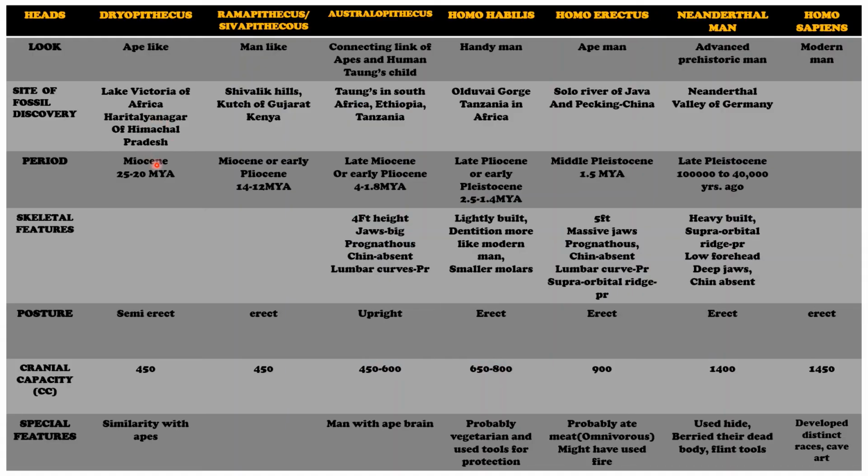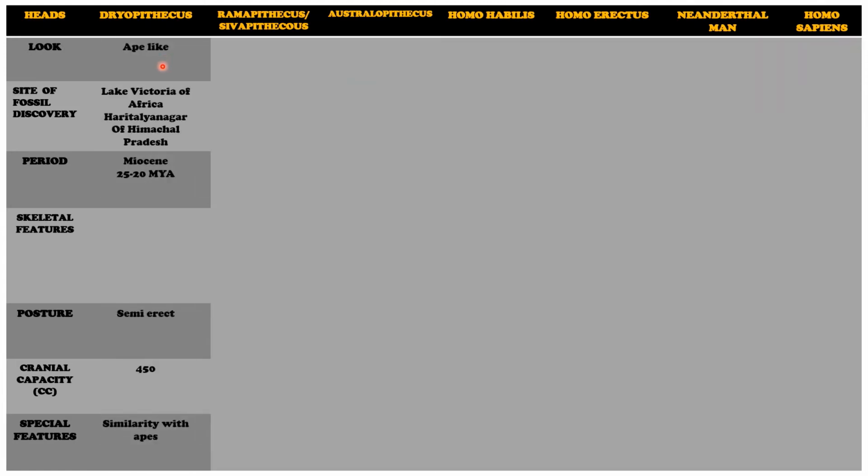Now let us start with the various ancestors of human, starting with Dryopithecus. So we have to discuss various ancestors of humans such as Dryopithecus, Ramapithecus, Australopithecus, Homo habilis, Homo erectus, Neanderthal man, and Homo sapiens. So let us start with Dryopithecus now. Now when you see Dryopithecus, it is ape-like.